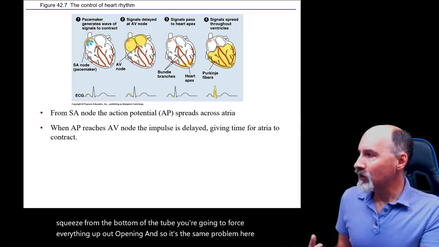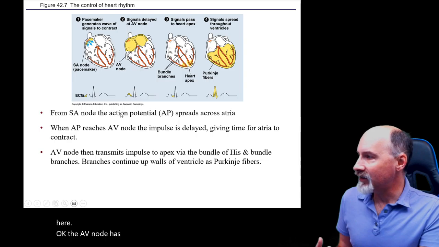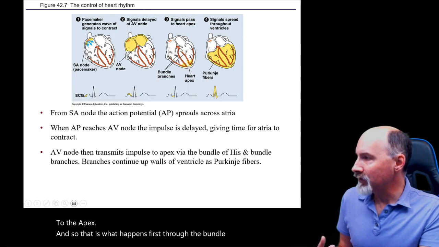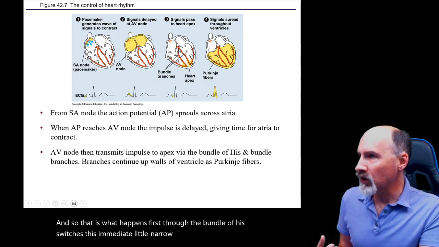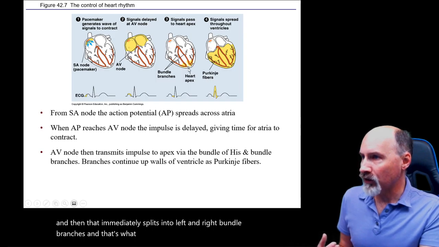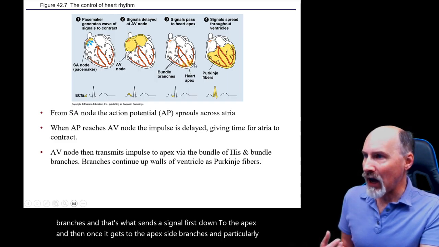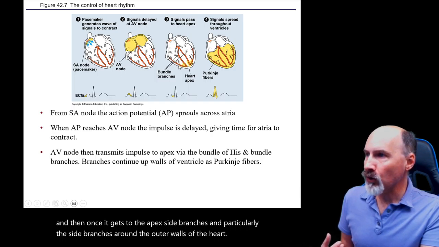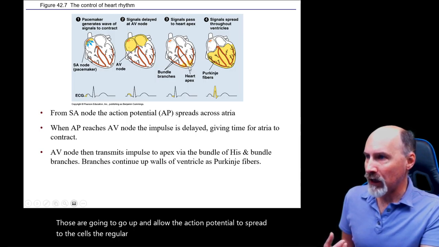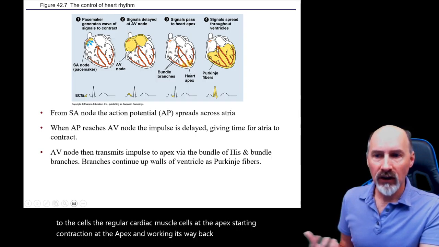So that's why you have the rest of the conduction system right here. Okay, the AV node has to transmit the impulse down to the apex. And so that is what happens first through the bundle of His, which is this immediate little narrow section past the AV node. And then that immediately splits into left and right bundle branches. And that's what sends the signal first down to the apex. And then once it gets to the apex, side branches, and particularly the side branches around the outer walls of the heart, those are going to go up and allow the action potential to spread to the regular cardiac muscle cells at the apex, starting contraction at the apex and working its way back upwards towards the exits to the heart.